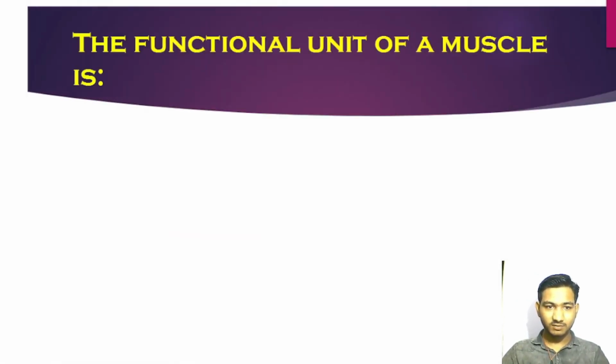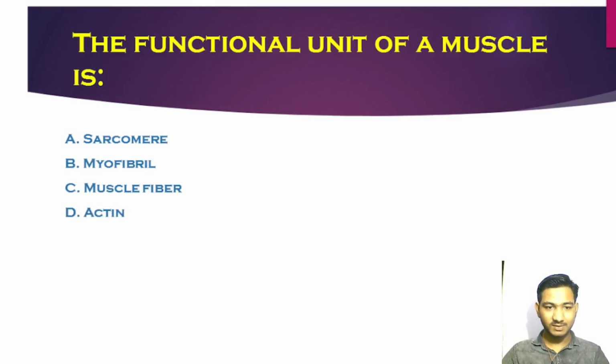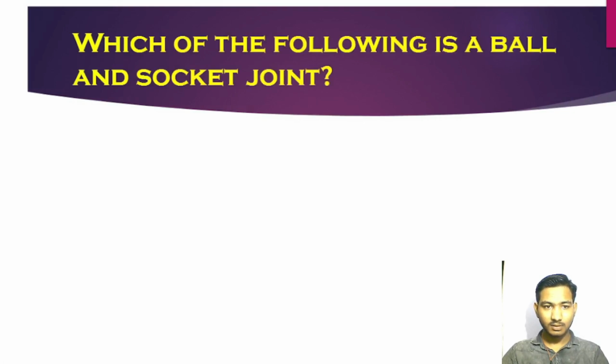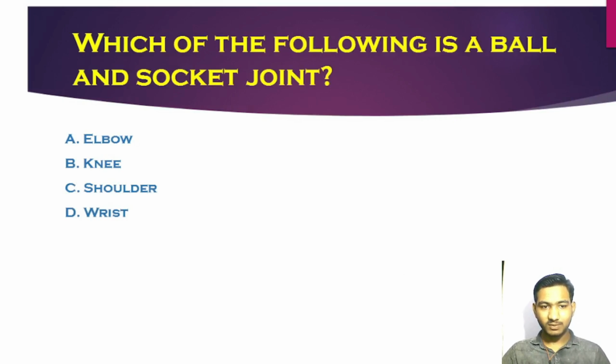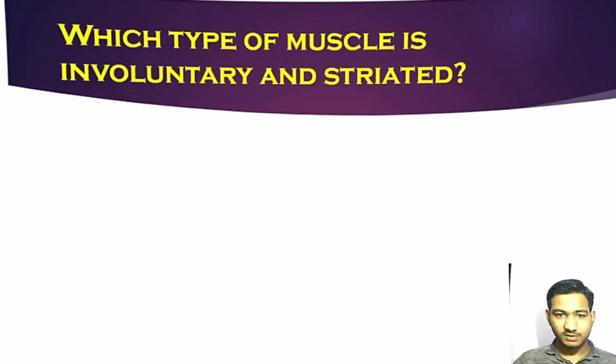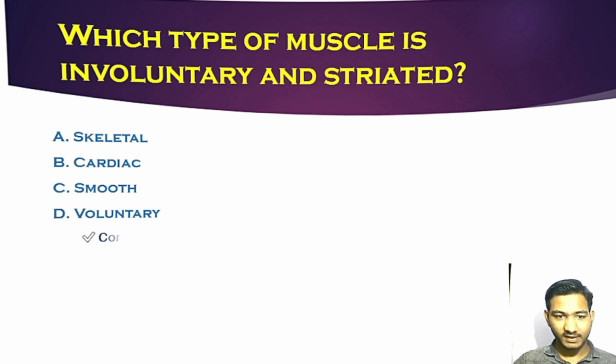The functional unit of muscle is sarcomere. Which of the following is a ball and socket joint? Shoulder joint. Which type of muscle is involuntary and striated? Involuntary and striated is cardiac muscle.